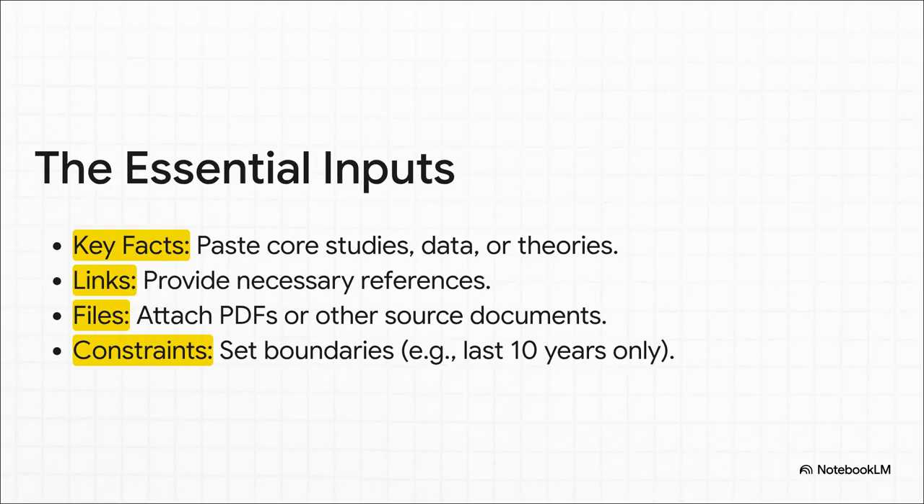Now for the raw materials. This is where you provide the essential inputs. You can paste in key facts, add important links, or even attach source files like PDFs. But just as important, you have to set the constraints. This is where you build the guardrails for your project. You can tell the AI to only use research from the last 10 years, or to completely ignore any non-peer-reviewed articles. This way, you stay in complete control of the source material.